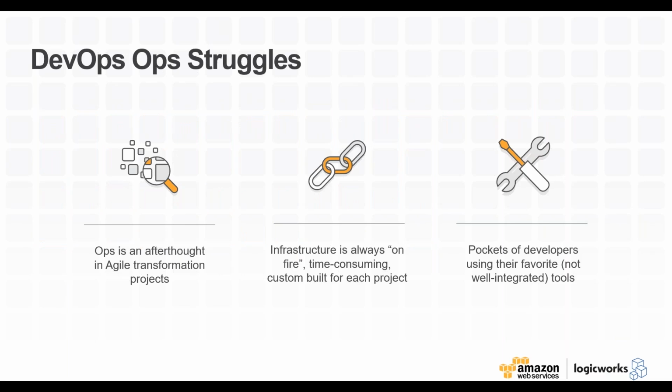Development and deployment tools often get automated, but infrastructure does not, which means that every infrastructure change is time-consuming and risky. Ops is always putting out fires and struggles, further compounded when pockets of developers use their favorite and often not well integrated tools. It's no wonder that more than half of developers still have no access to self-service infrastructure, and more than a third of developers say it takes more than a month to get new infrastructure.